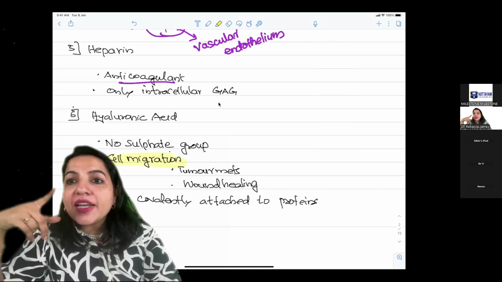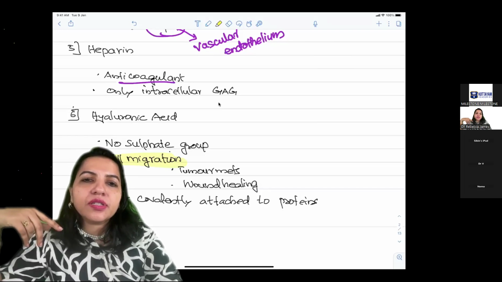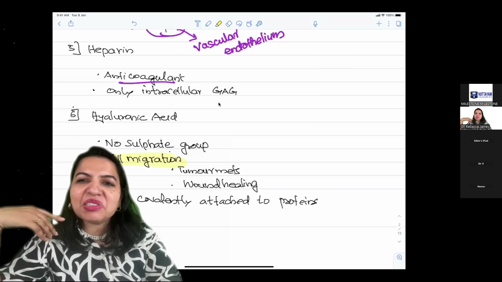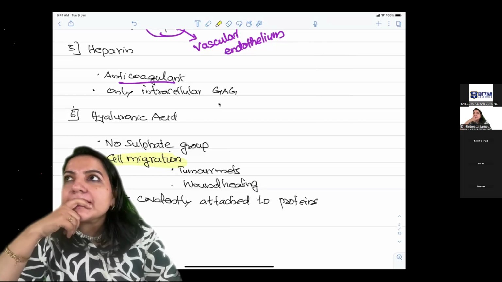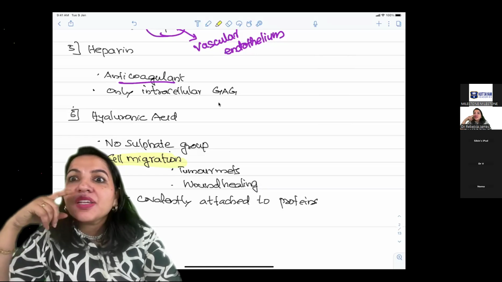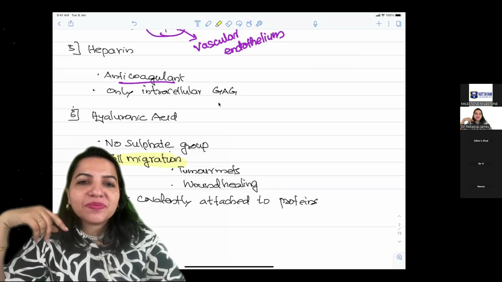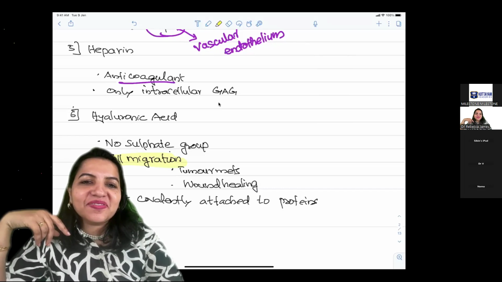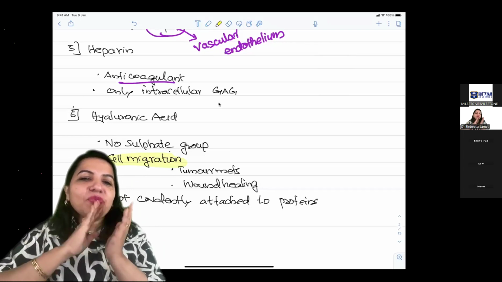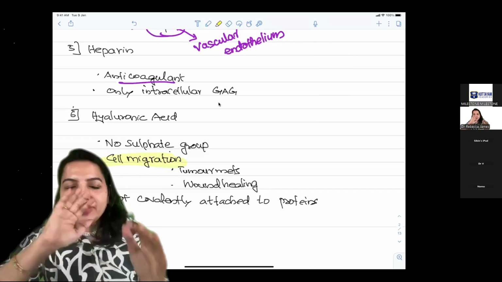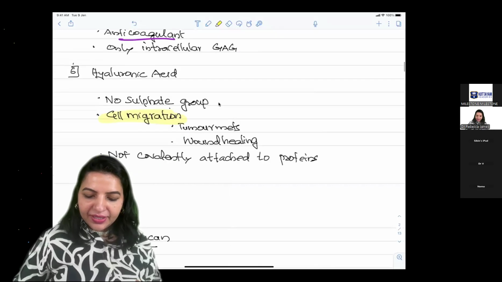Then anticoagulant. Heparin, good, good. Then another question. Charge selectiveness. Okay, what is the next question? Cell migration. Yes, yes, yes. Correct, correct. Right. All good. Okay. So I hope that is clear.